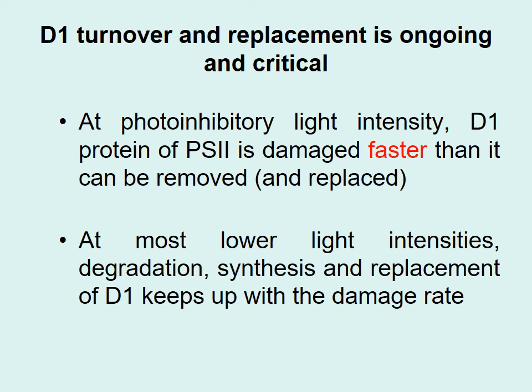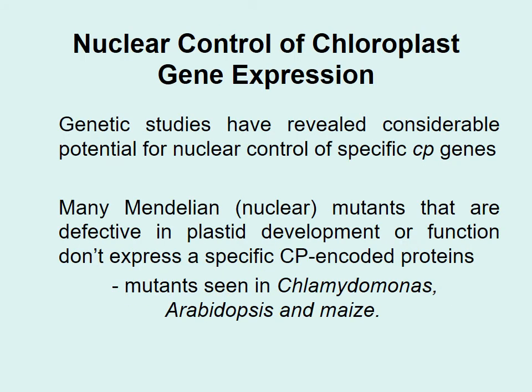At most of the lower light intensities, the degradation, synthesis and replacement of D1 keep up with the damage rate. So at low light intensity, this is a normal process: the D1 continues to degrade, and its replacement is almost at the same rate.